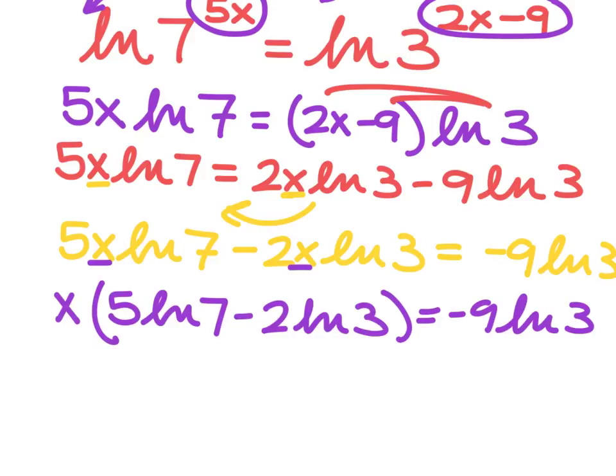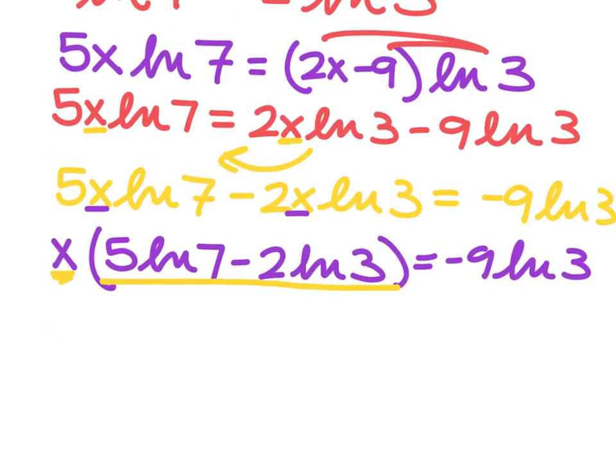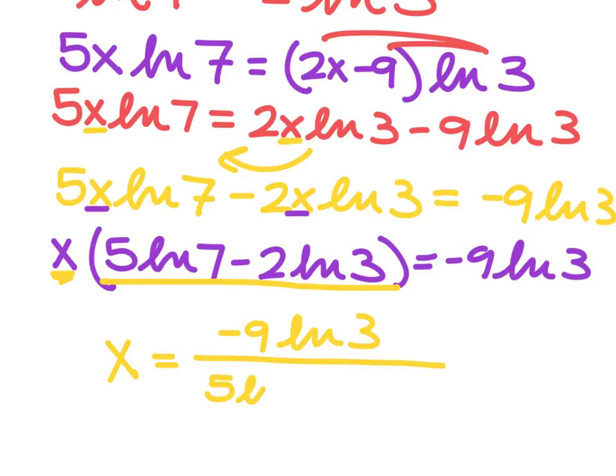The next step is to get the x by itself, so I have to divide both sides by this whole quantity. And I'm just going to take a shortcut and write out the answer. It's got to be negative 9 natural log of 3 all over 5 natural log of 7 minus 2 natural log of 3. And that's the exact answer.